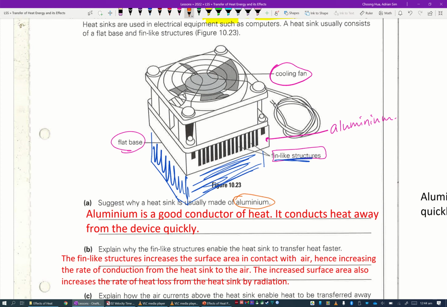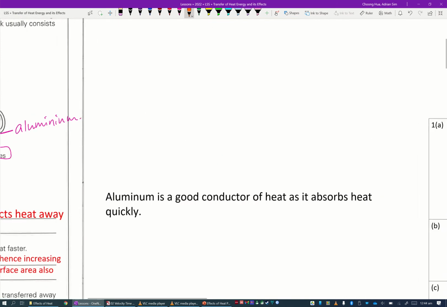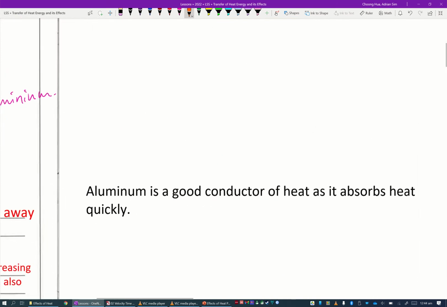Many of you got this wrong because you loosely interchange the terms used in conduction with the terms used in radiation. Now, for example, let me show you this common mistake. You say that aluminum is a good conductor of heat, and then you use the word absorbs. It absorbs heat quickly.